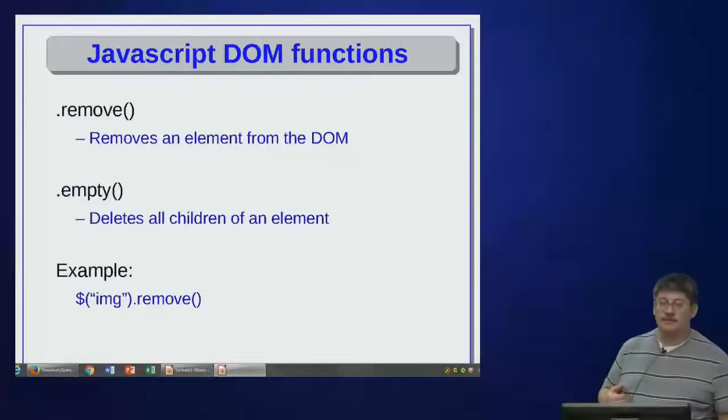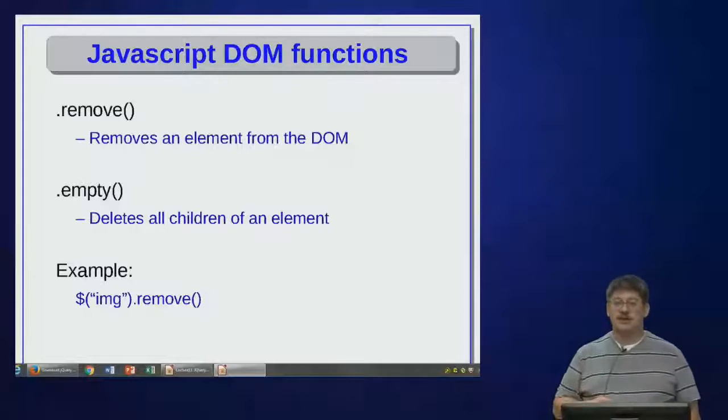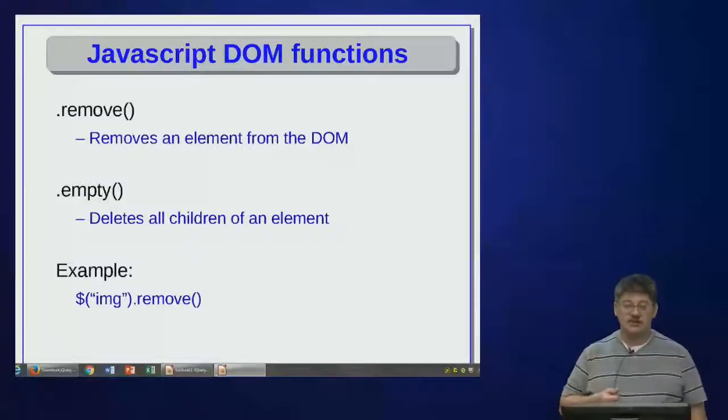We can remove elements from the DOM with the remove function. You just find it with the $ function and then say .remove. If you want to delete the contents of an element, you can use the .empty function. That will delete all the children of a node in the DOM. So for example, I can use $image to find all of the image tags in my document and then call .remove to remove them. So this example will delete all of the images from a web page.